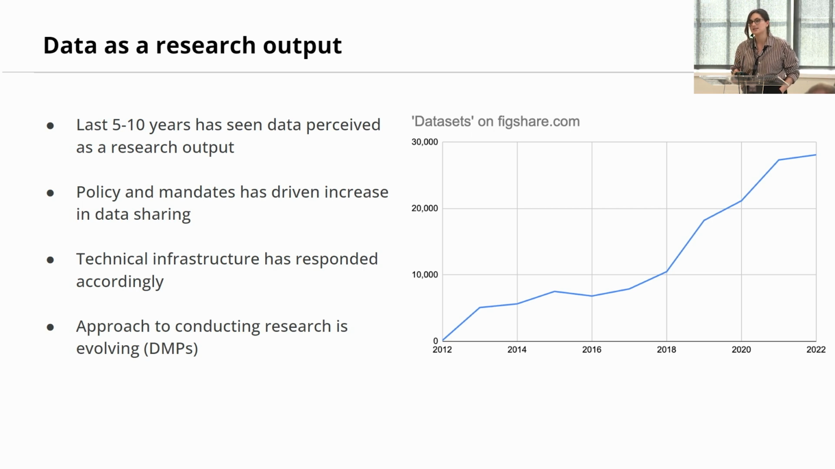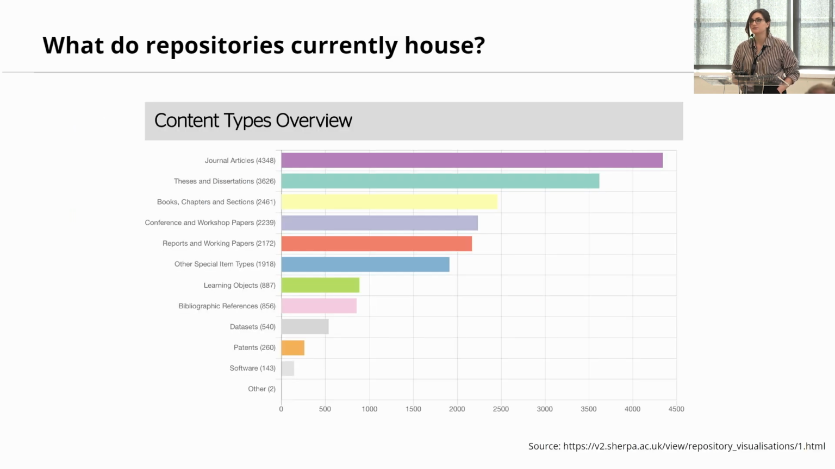Andrew mentioned earlier data management plans, DMPs for short. This is becoming something that researchers are having to think about before they even start applying for funding now.